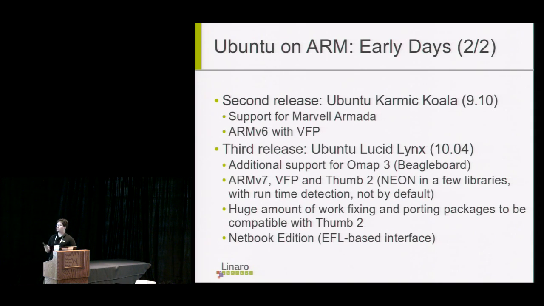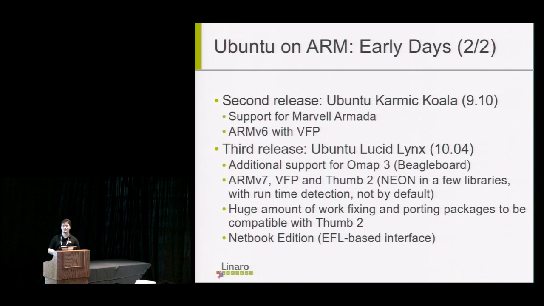And then the third release that we did was the Lucid Lynx, the 10.04. This release was a major change for us because we started to optimize and compile most of the packages for ARMv7 with Thumb2 support and optional Neon support as well, and a couple of libraries, because we didn't want to force Neon by default, because Neon was not part of the Cortex-A8 specification, so we could have boards without Neon, as we had later on with Tegra 2, for example.